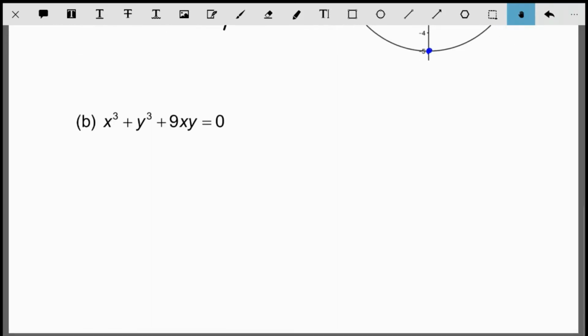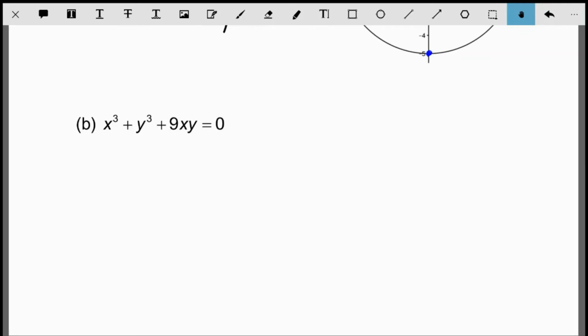Okay, so here's another example that I want you to try. This one's a little more complicated. You can't isolate y, so don't even try to mess around with it. Just try to take the derivative here implicitly and see if you can get dy dx isolated. So pause the video, take a minute, work through that, and when you come back, I'll show you the solution.